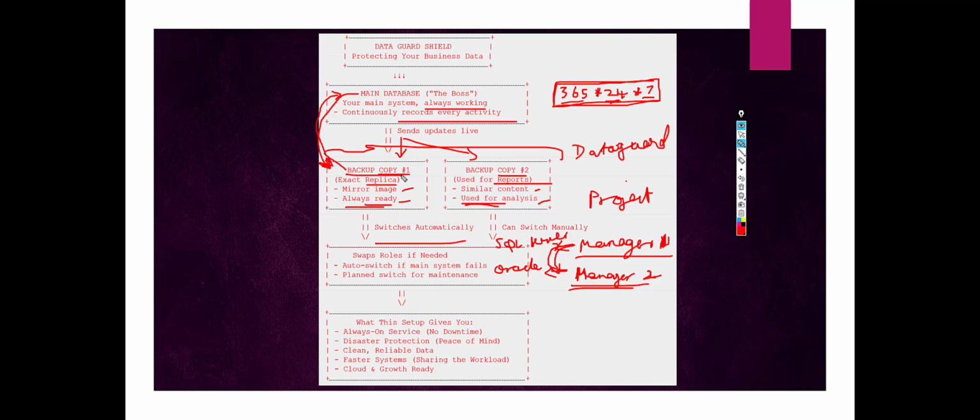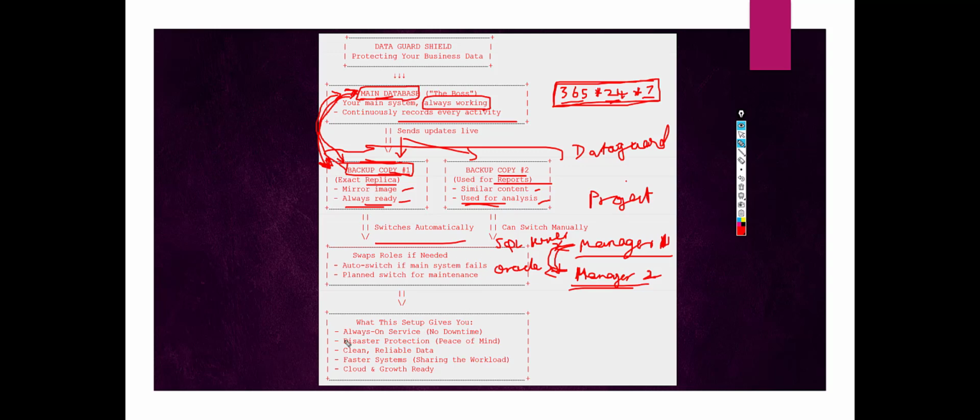So here what happens is this backup copy will say, hey, I will do your role. So it will just switch its role to primary, which means the main database. And this main database will say, hey, I'm already tired of working all the time, so I will just switch myself to backup copy. So this backup copy database becomes the main database and the main database becomes the backup copy. So likewise we can reverse the role, swap the role.